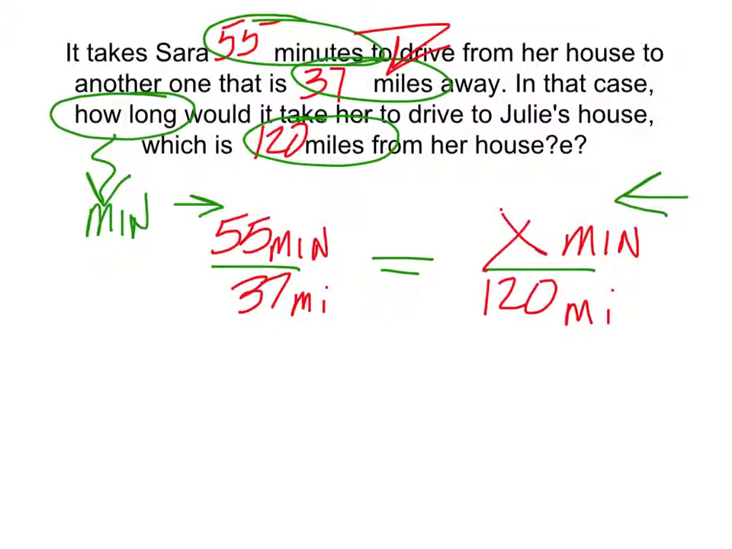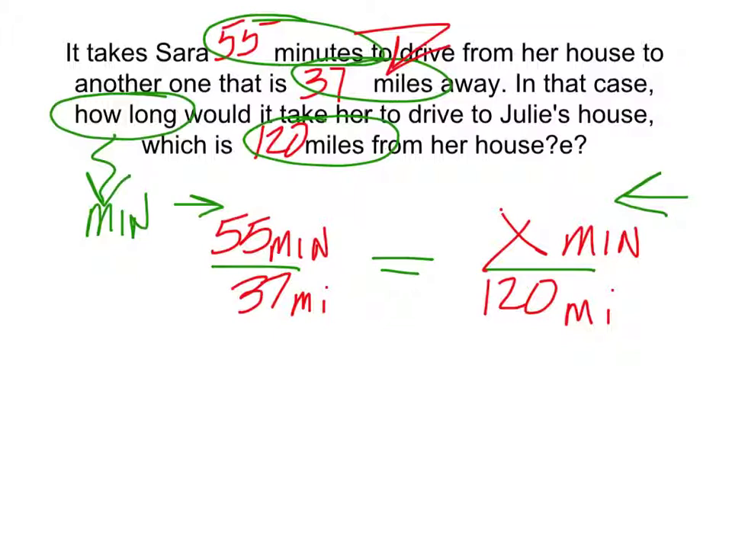X, that's right. You could have written this problem with minutes on the bottom and miles on the top. But what you cannot do is put minutes over minutes and then miles over miles. That's not going to work out. That's going to cause some problems.